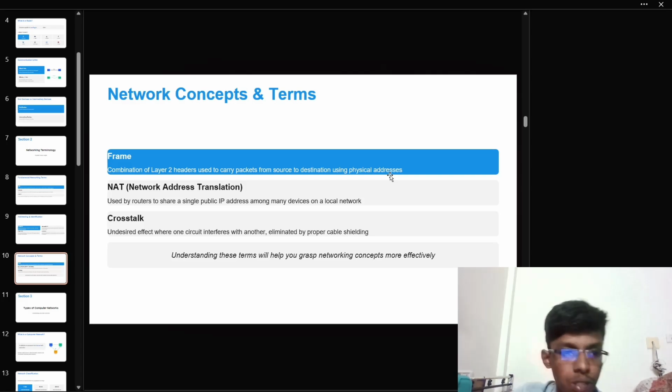Okay. Then finally, crosstalk, an undesired effect where one circuit interferes with another, eliminated by proper cable shielding. So, understanding these terms will help you grasp networking concepts more effectively.